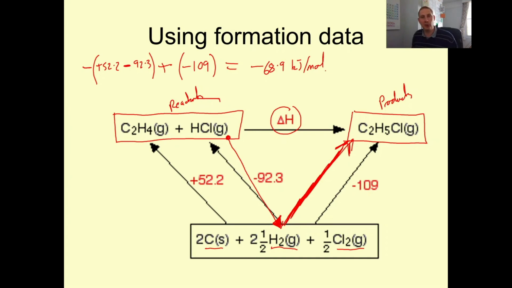specific. Bond energy data is an average. It gives you mean bond energies. It's great if you want a sort of hand-wavy, rough answer. But if you really want to calculate precisely the enthalpy change of a reaction, then formation data such as this is the way forwards.